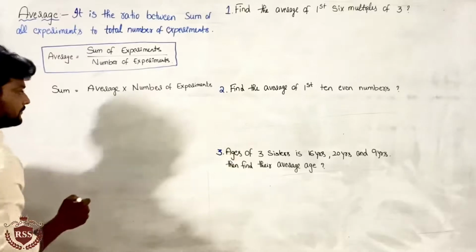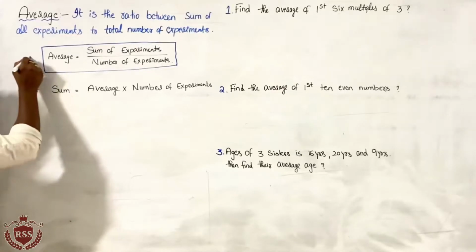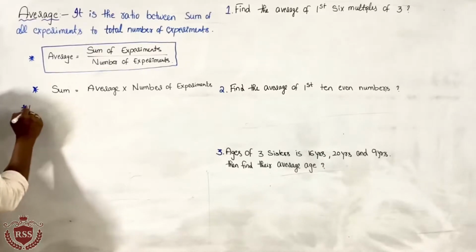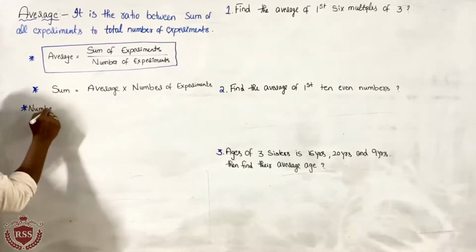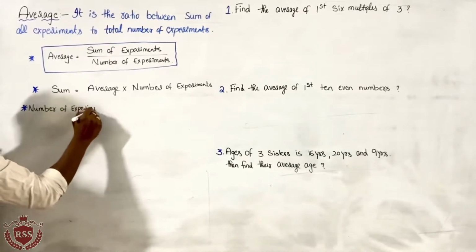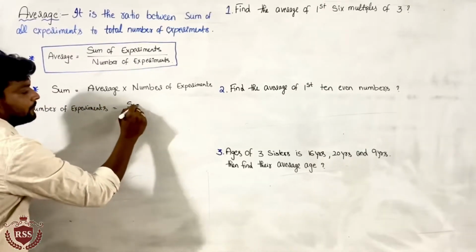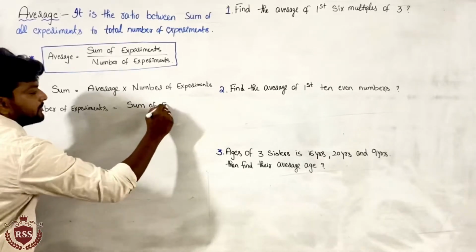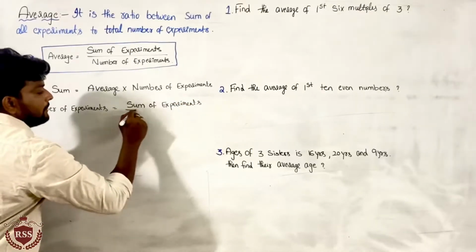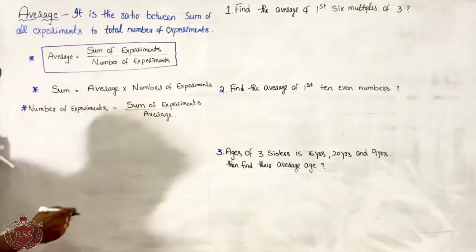This is one formula, and the second formula is for the number of experiments. The number of experiments equals the sum of experiments by average. These are very important formulas you have to learn.